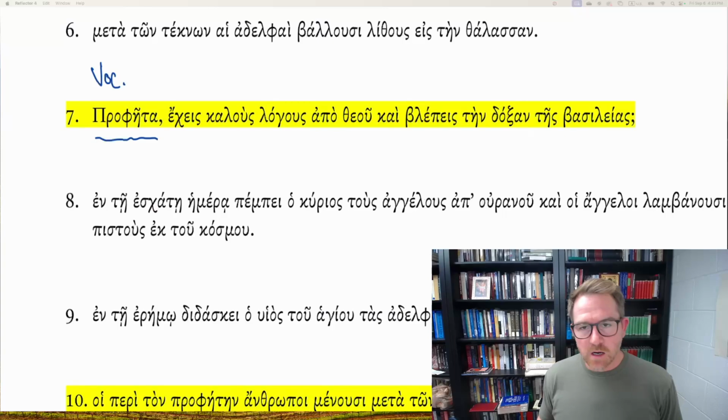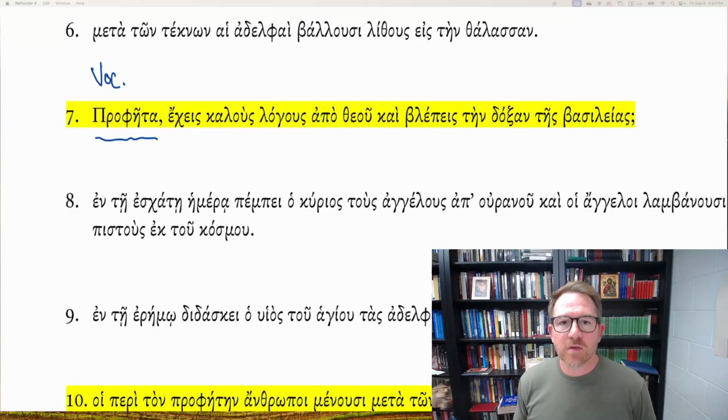Now, I argue that it's not really worth a lot of time for a first-year Greek student to spend on the vocative because, one, you don't see that many in the Greek New Testament itself, and two, when you do see them, it's pretty clear that you're looking at something different and you can figure out what's going on. So this is the direct address, prophete, in the vocative singular.